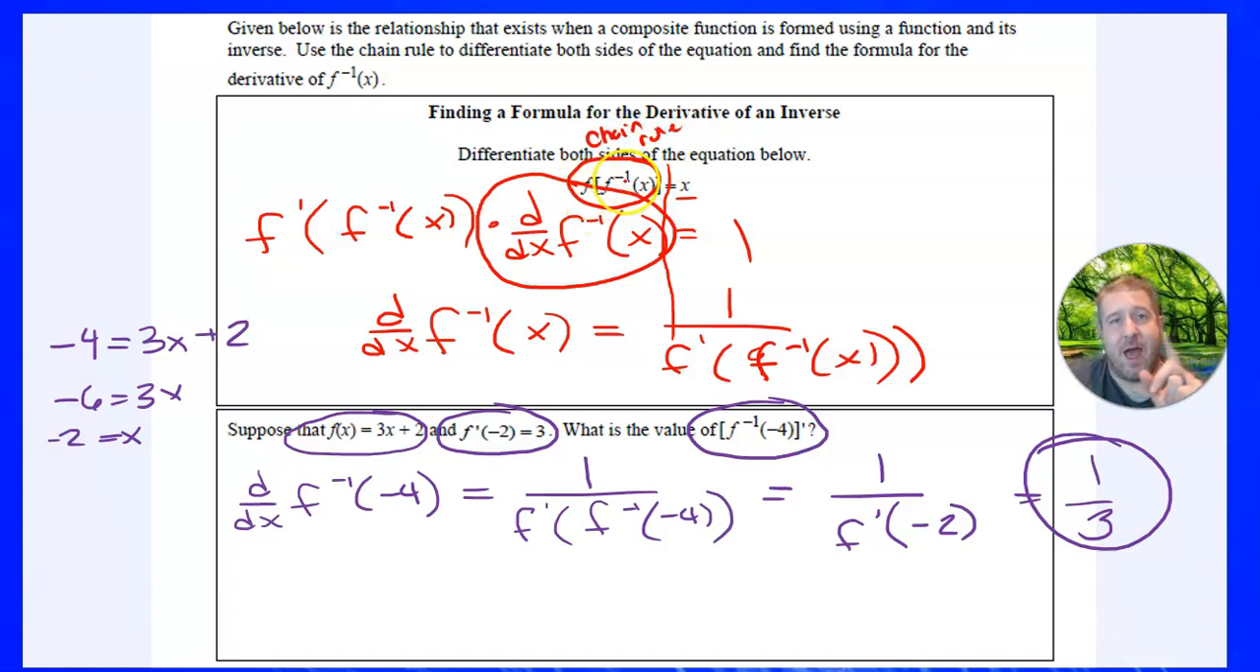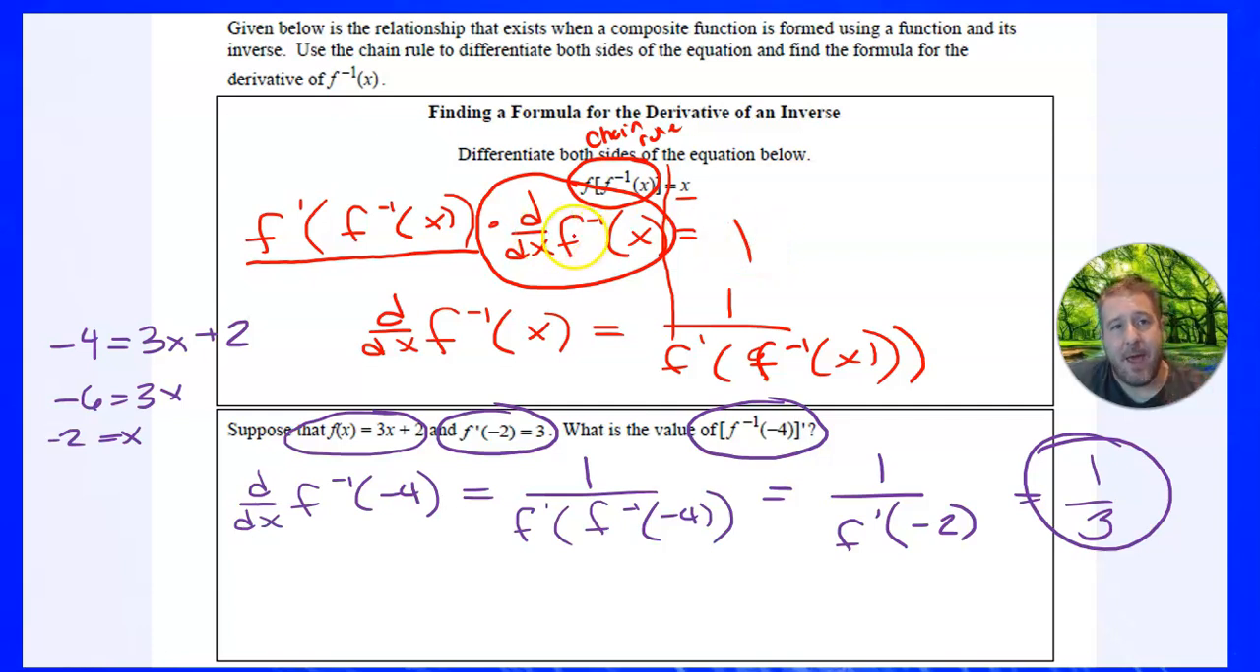It's a function outside of another function, so we have to use the chain rule. The derivative of the outer function is this, and then the derivative of the inner function, well, I'm just going to leave it like this for the time being. And then the derivative of x is 1.